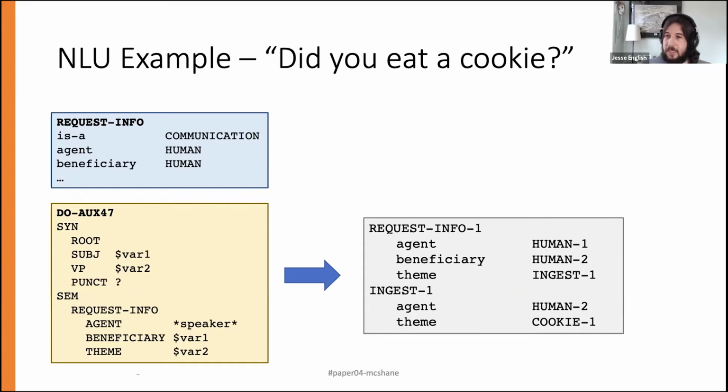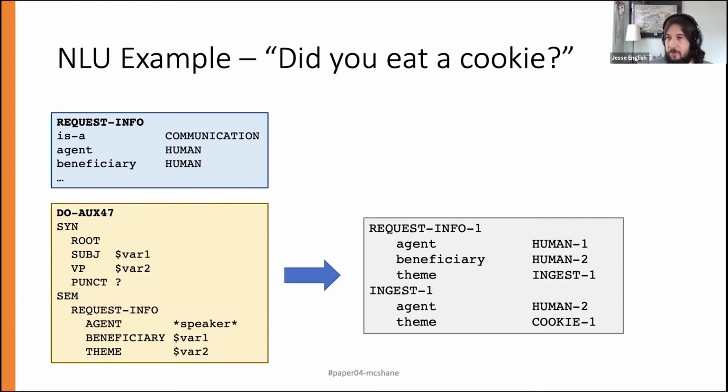And so on the right, the output that you get, glossing over a bunch of details, is an instance of request information in the agent's memory. It understands that the agent of that, the one who did the requesting, is some particular human, and the beneficiary who is being asked is another particular human. What's being asked about is the eating of a cookie. Note that the human too is the agent of ingest as well as the beneficiary of the request info. That is, who they ask the question to is the one who is hypothetically taking the action. So we have this TMR that gets produced.